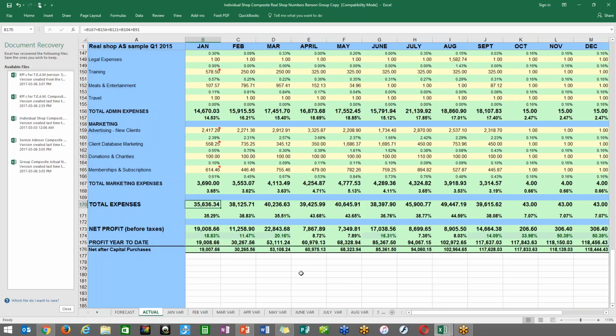so 40 cents of every dollar that comes in the door should go to the expenses of the business. Considering he's paying himself a little over $5,000 a month, and he's paying his son a little about $5,000 a month, and he's still at 35% total expenses. He's doing pretty darn good with expenses.